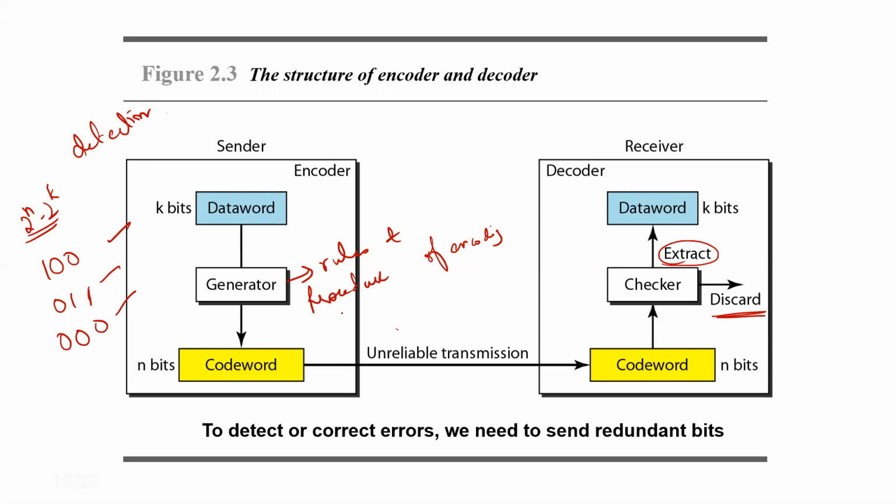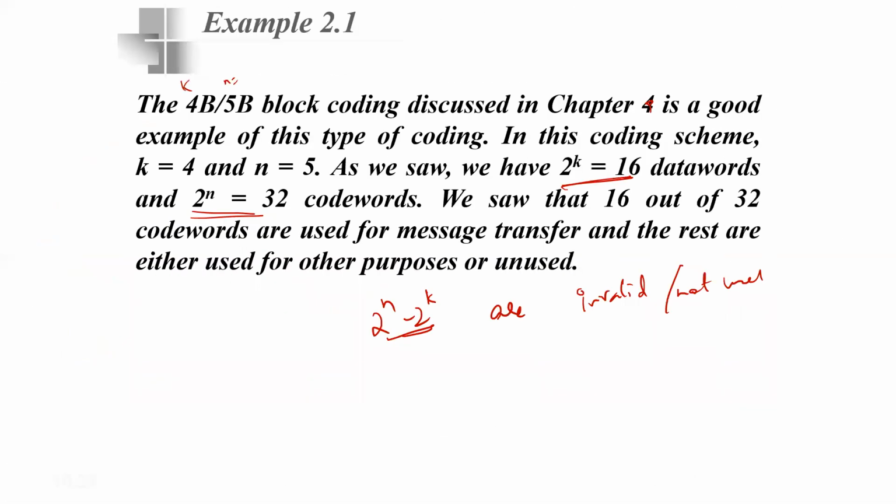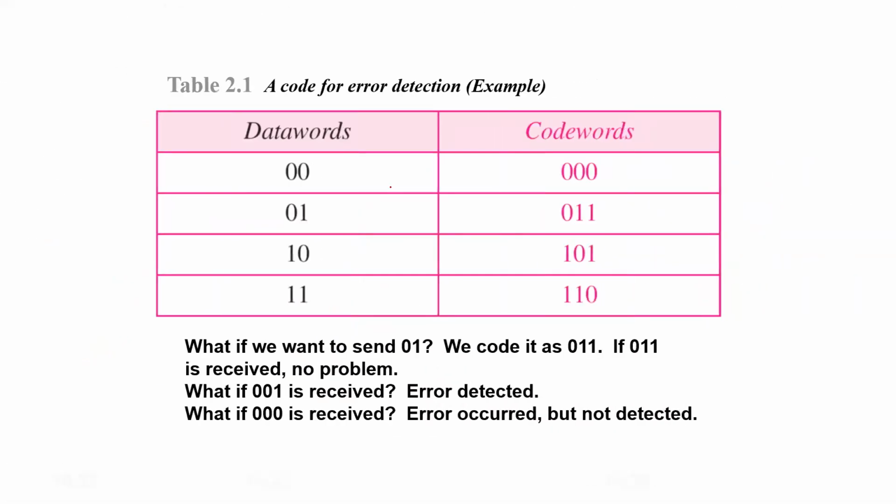Now if the sender is sending this code word, and the receiver is receiving this one, then the receiver still thinks that it has received the correct data. So with this type of coding, when 2 or more errors occur, the error may remain undetected. So this type of coding can only detect single errors. All right, so now we will see what I'm talking about in practice.